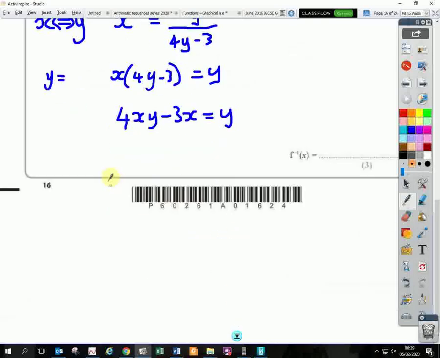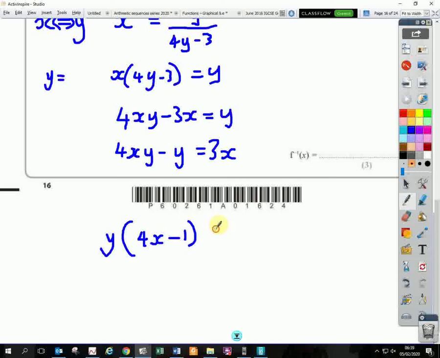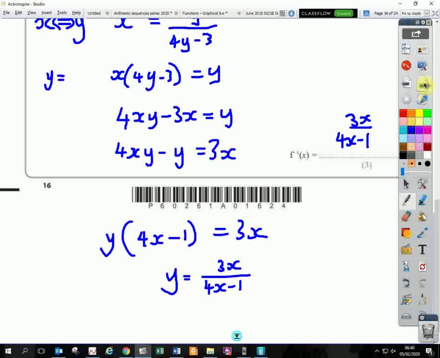And what we want to do now is rearrange this to make y the subject. So we've got 4xy minus y equals 3x. Take y out as a common factor. So we have y brackets 4x minus 1 equals 3x. Then divide both sides by 4x minus 1. So you have 3x over 4x minus 1, and that's equal to y. Which you can now write on the answer line. That's the final answer.